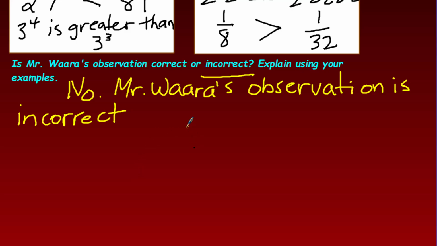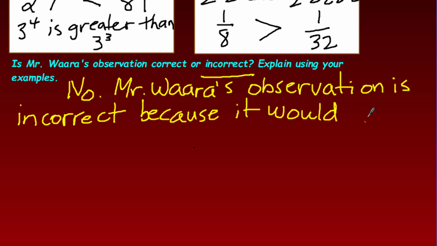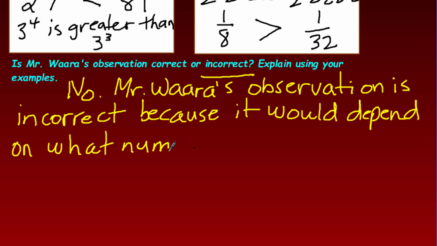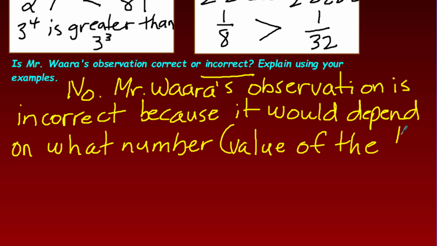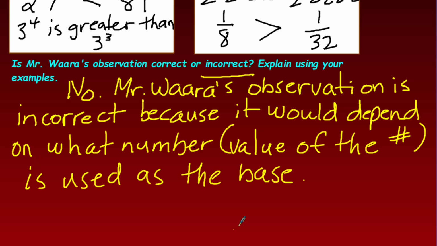So no, Mr. Waras' observation is incorrect because it would depend on what number, and when I say what number, I'm thinking of a value of the number, okay? And I'm going to use my little pound sign as an abbreviation for number. So it would depend on what number is used as the base. That would make a big difference right there.